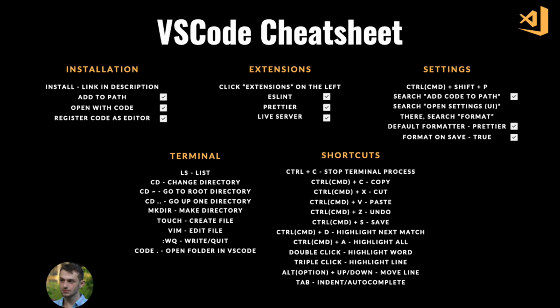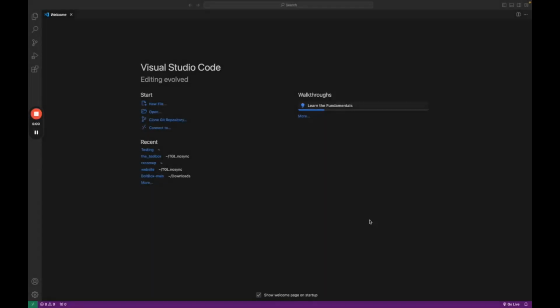Our first step is to download and install VS Code, and you can find the link in the description. During installation, you'll be presented with a bunch of options, and you're going to want to make sure that you set a check mark next to anything that mentions Add to Path, Open with Code, or Register Code as an editor, and then launch VS Code when it's ready. Okay, so when you first open VS Code, it'll look something like this.